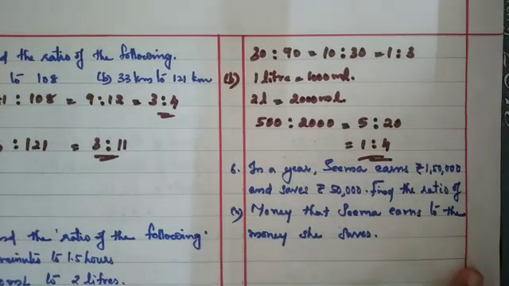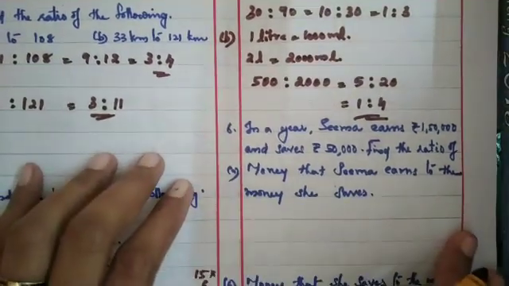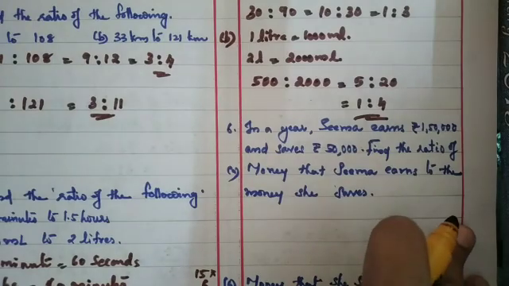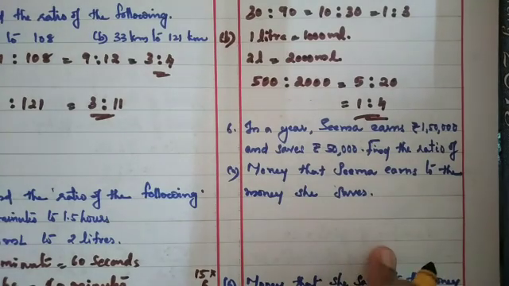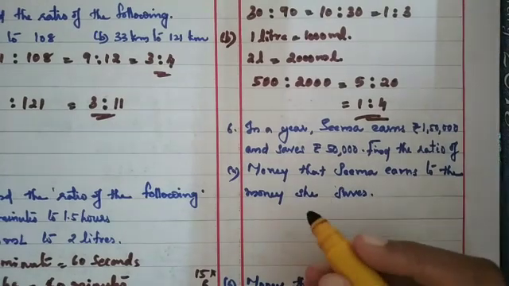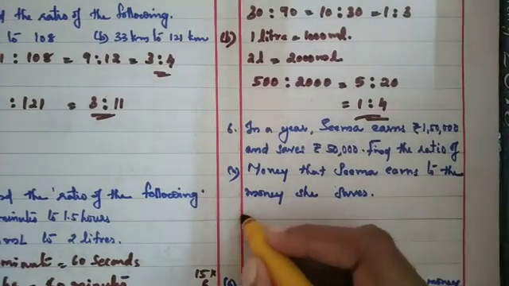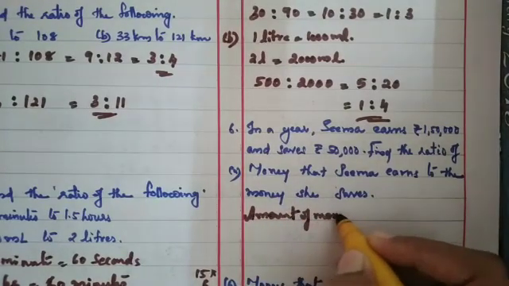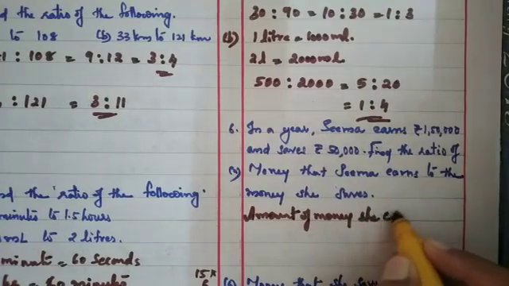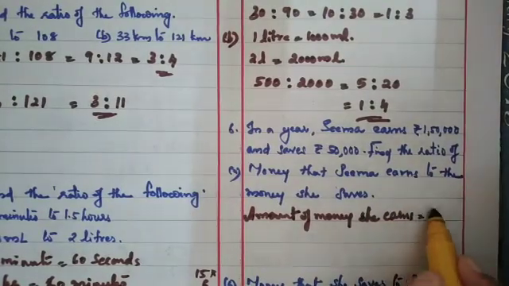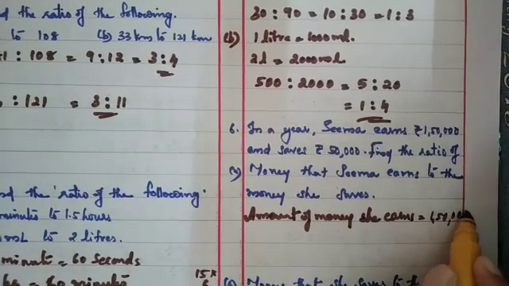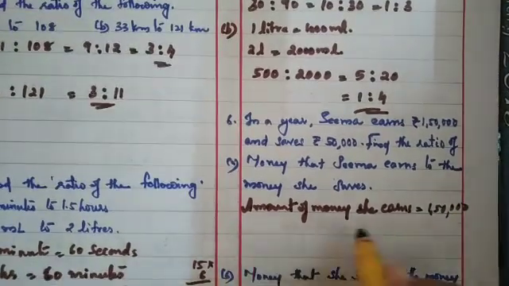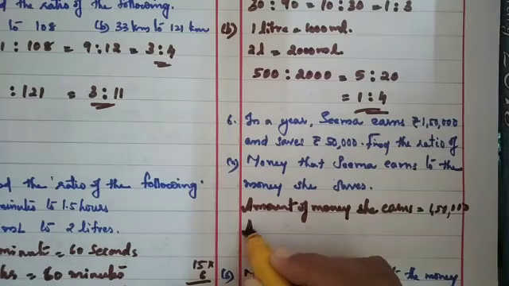Then next, 6th question. In a year, Seema earns 1,50,000 and saves rupees 50,000. Find the ratio of first the money that Seema earns to the money she saves. So you have to write the amount of money she earns. How much? It is 1,50,000.